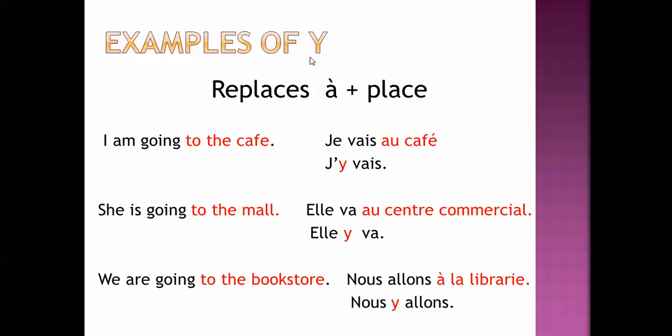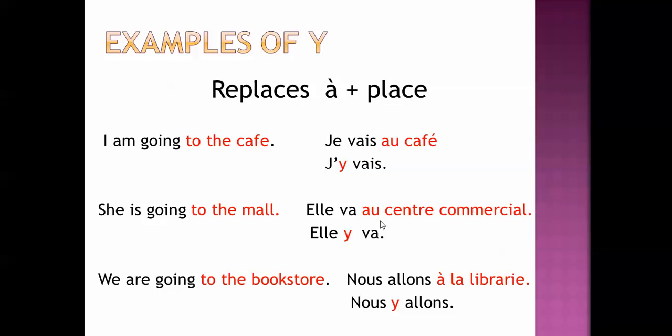Examples of y. Remember, it replaces à followed by a place. I am going to the cafe. Je vais au café. Notice that "au" is one of the Module 1 rewind reminders. J'y vais. Okay, we are using j apostrophe because in French, a y is the same as a vowel, so you have to make a contraction.